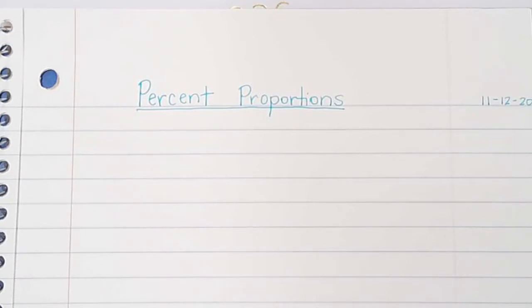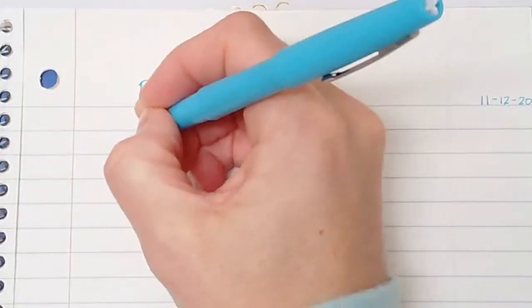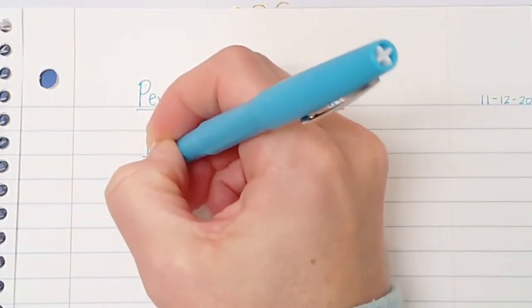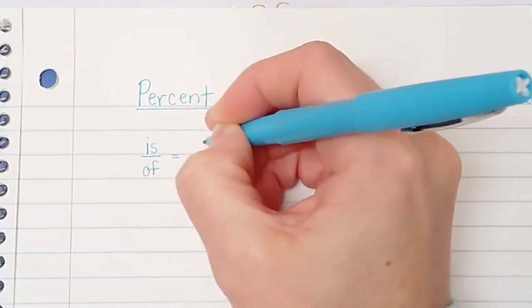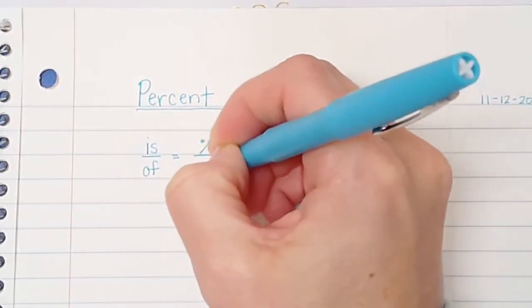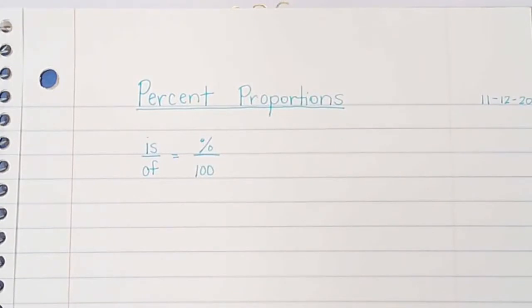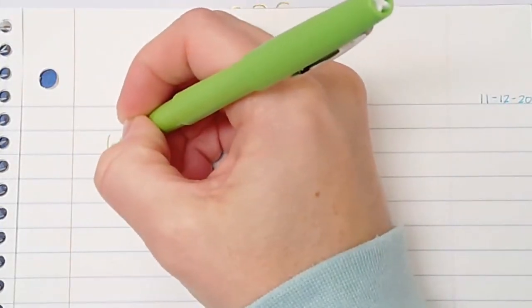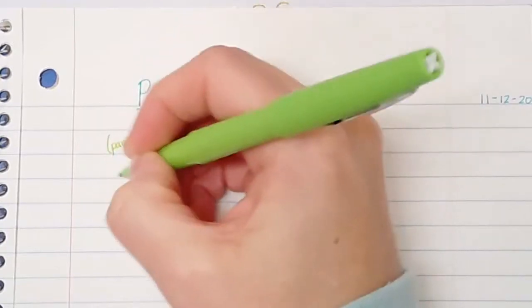So our introduction today, you're going to hear me say this a lot. I'm going to say is over of equals percent over 100. You'll hear me say that over and over and over again. It'll make more sense once you see an example. Another way of thinking of is and of would be thinking of part and whole.